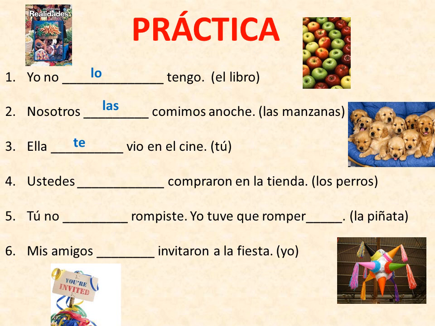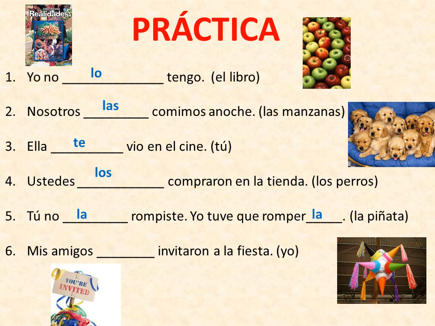She saw you at the movies. Ustedes los compraron en la tienda. You bought them in the store. Look how cute they are. They're cute little lot of puppies. I know, I don't think I could handle them. Muchos cachorros. Tú no la rompiste.